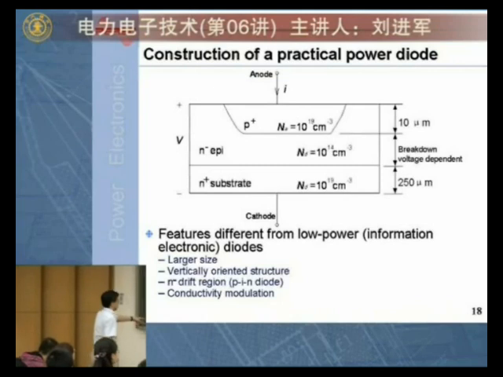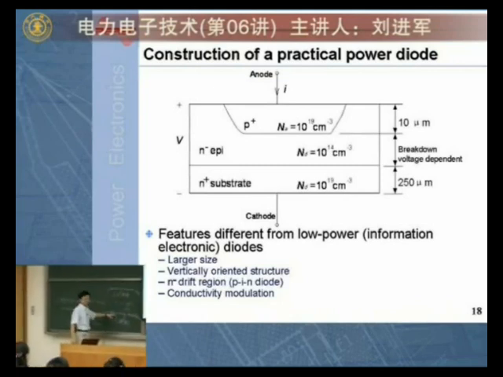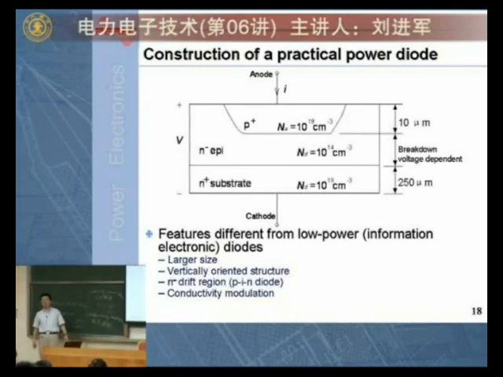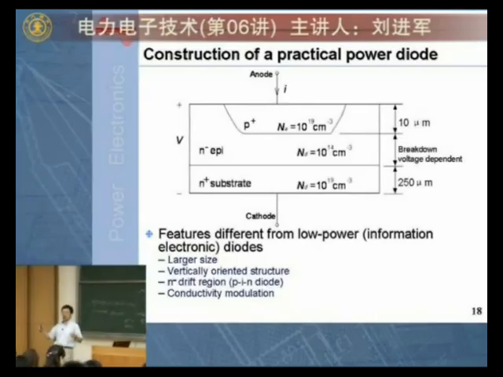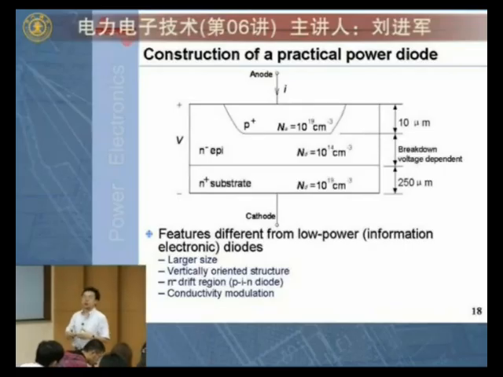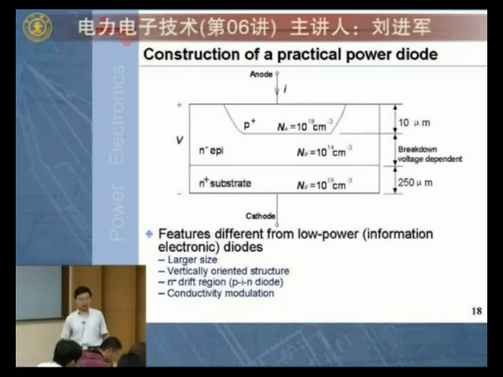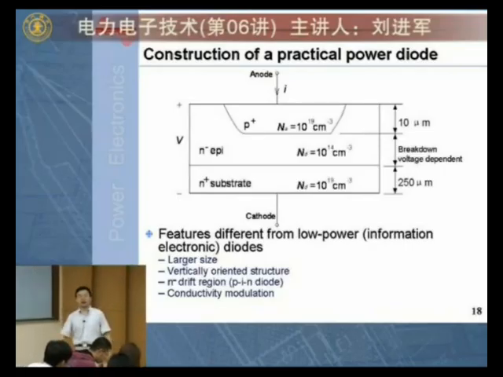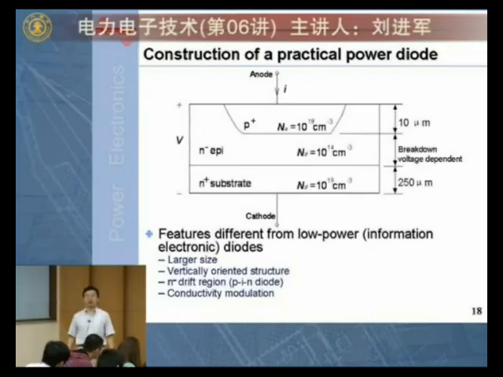This is called conductivity modulation. In the forward direction, because of the free carriers injection into the intrinsic region, the conductivity of intrinsic material becomes higher. And therefore, you allow larger current flow through. It is no longer similar to an insulator.